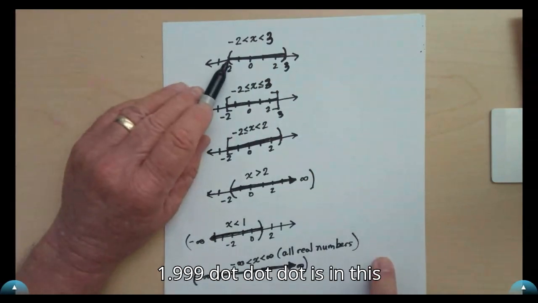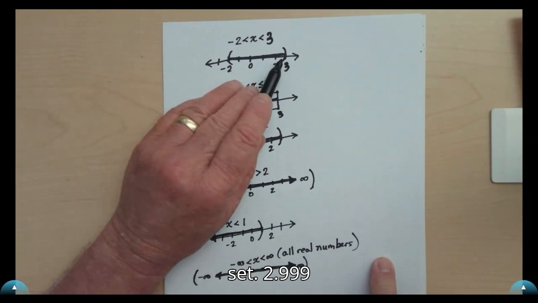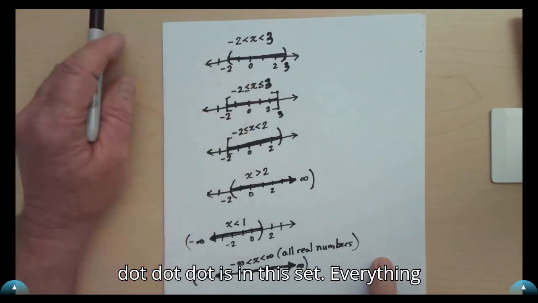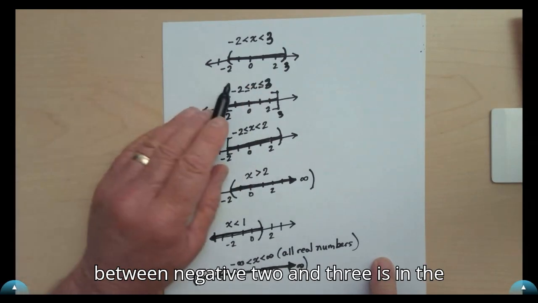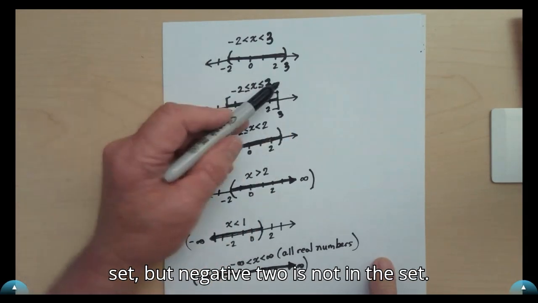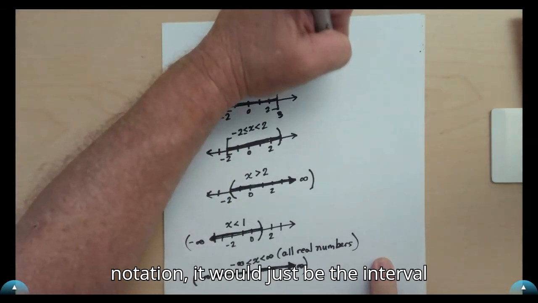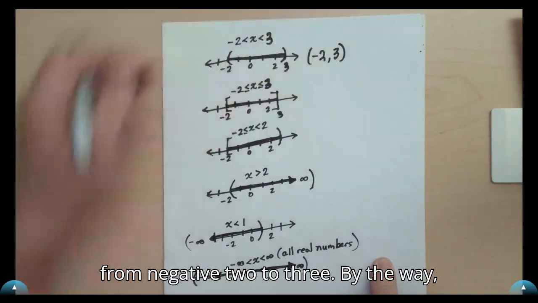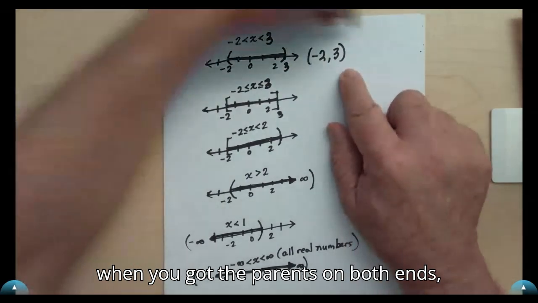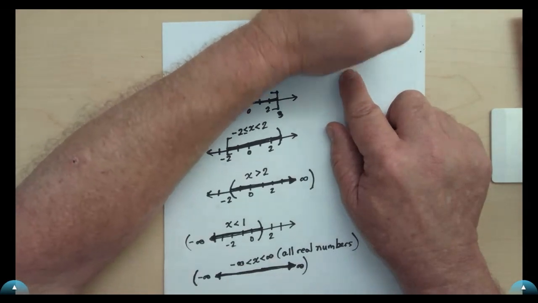So -1.999... is in this set. 2.999... is in this set. Everything between -2 and 3 is in the set, but -2 is not in the set and 3 is not in the set. And in interval notation, it would just be the interval from -2 to 3. By the way, when you've got the parentheses on both ends, that's called an open interval.